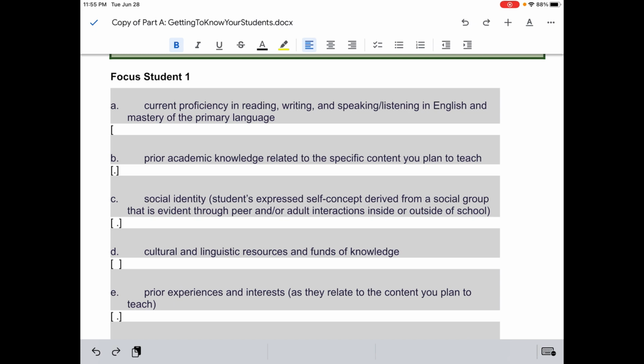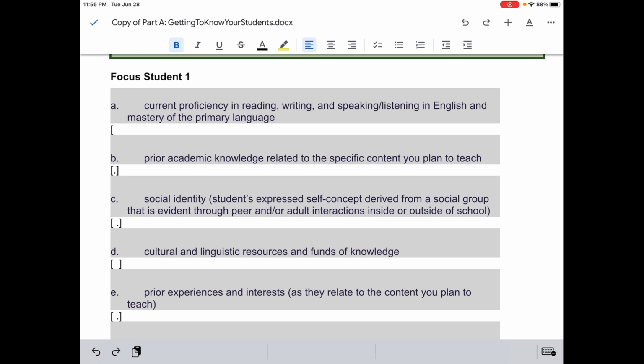And then for part B, it says prior academic knowledge relating to specific content you plan to teach. So, focus student 1 is familiar with the topic of finding different strategies to represent or solve multiplication and division, because previously we worked on model representation for multiplication and division. So he already knows that background knowledge.